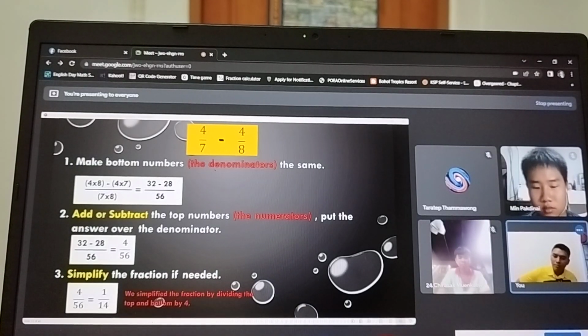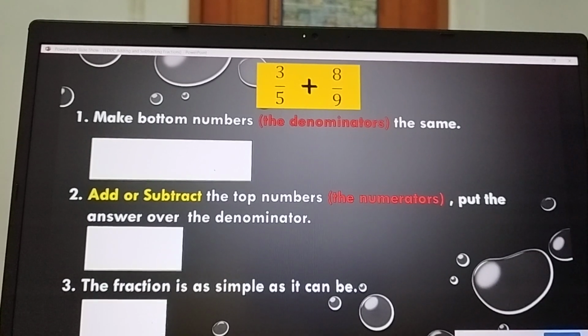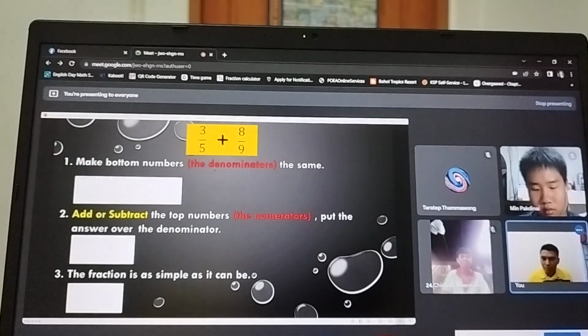Okay, next. Here it's 3 over 5 plus 8 over 9. Let me call Chirasak. Okay, step 1, Chirasak. Make the bottom numbers the same. So what do you do?